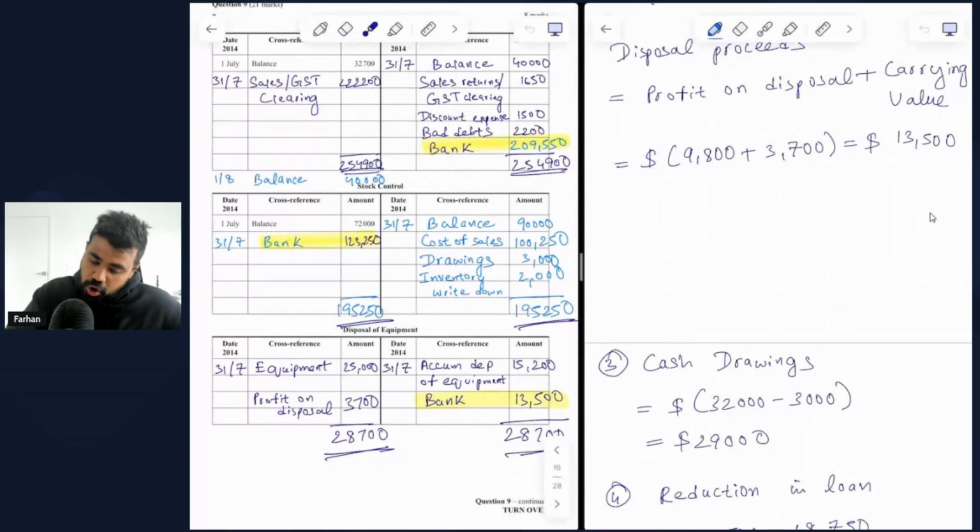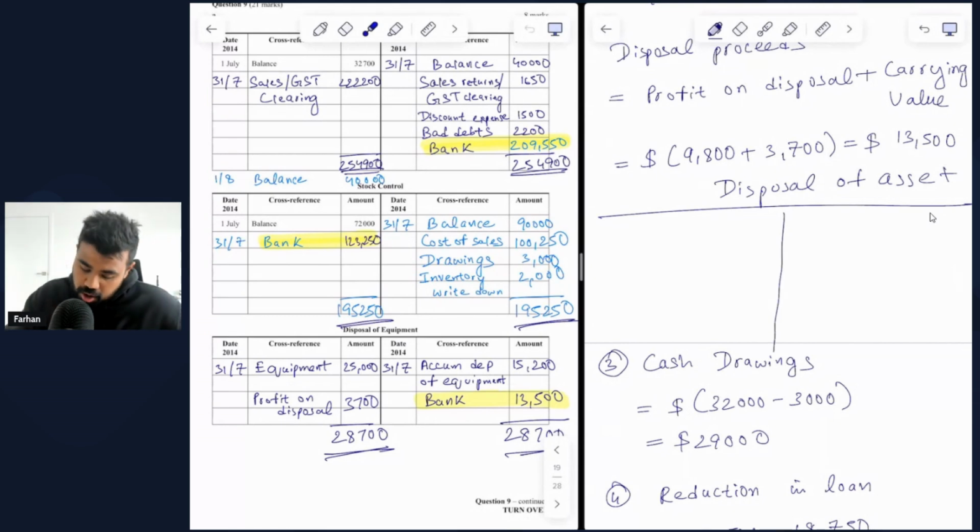So let me show you the disposal of equipment format. Let's just say a disposal of asset. How would we normally prepare the disposal account for an asset? So this is in general. Whenever we are disposing an asset, let's just say 31st of July is referring to the end of a period. On the debit side, we show the asset at cost. And on the credit side, we show the total depreciation of the asset.